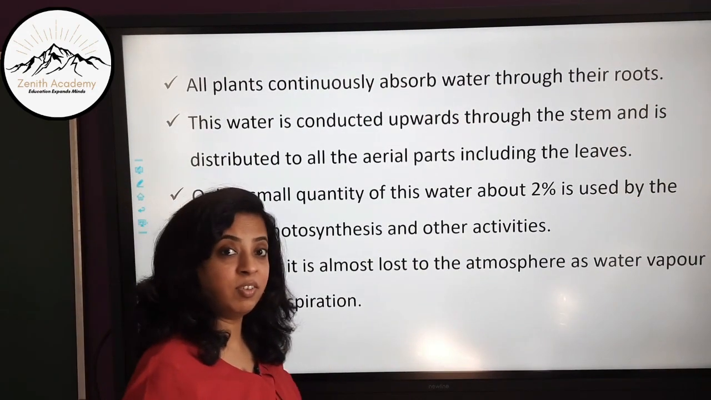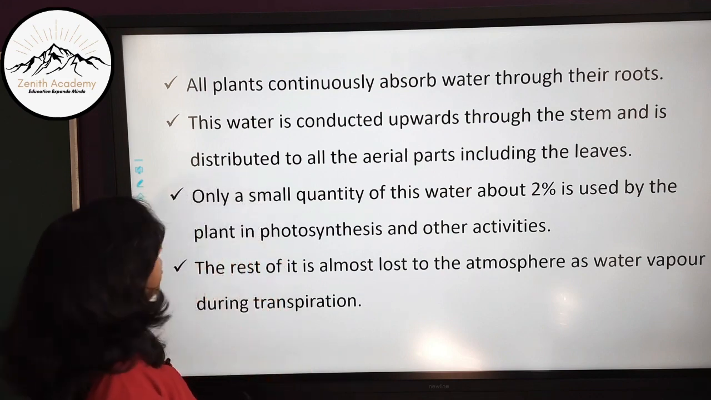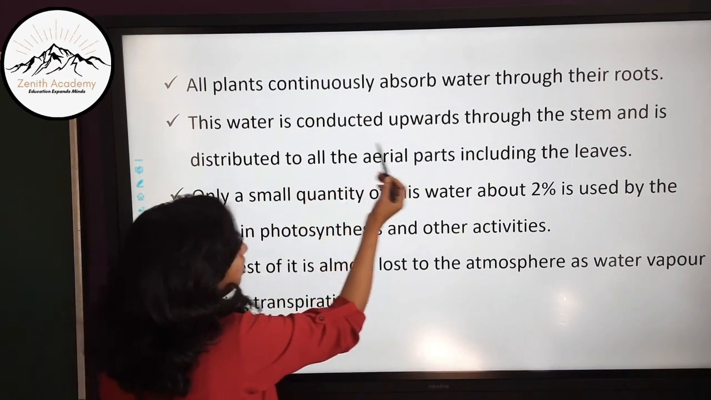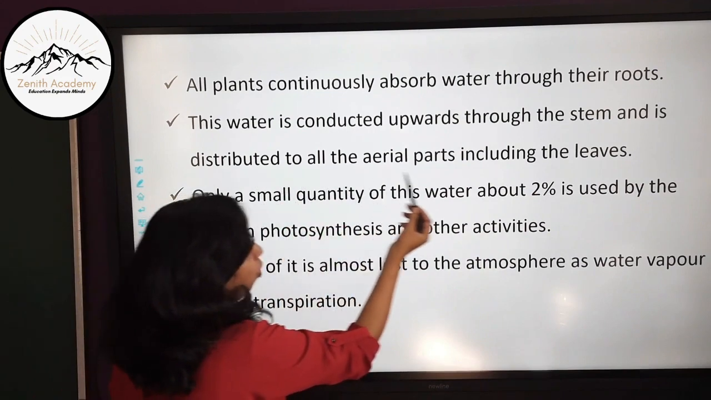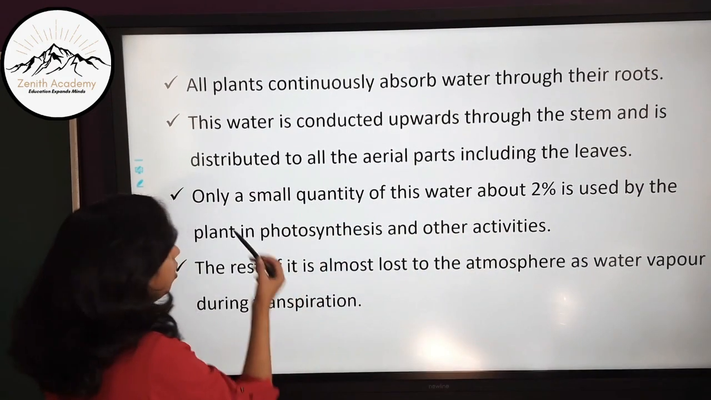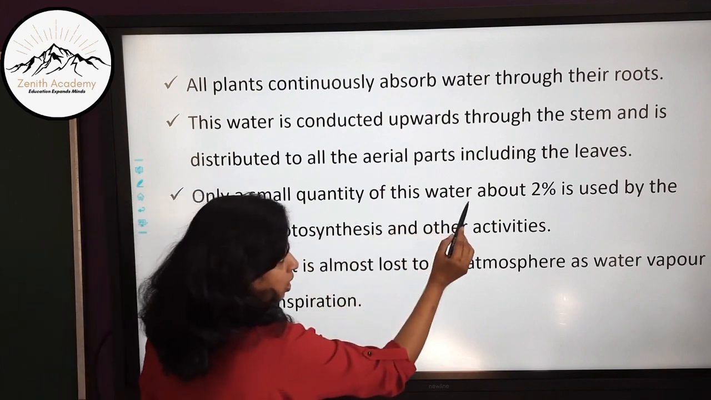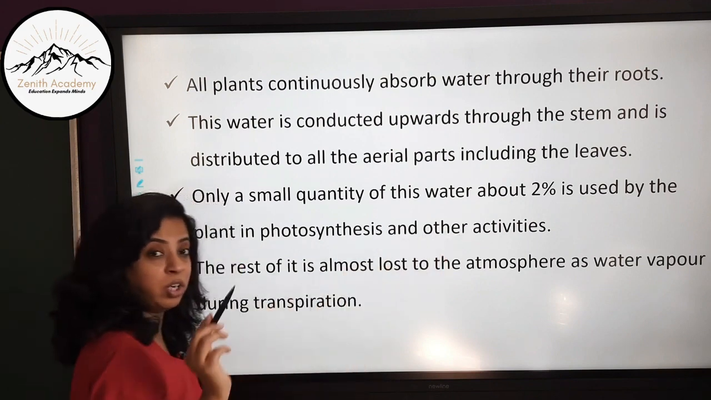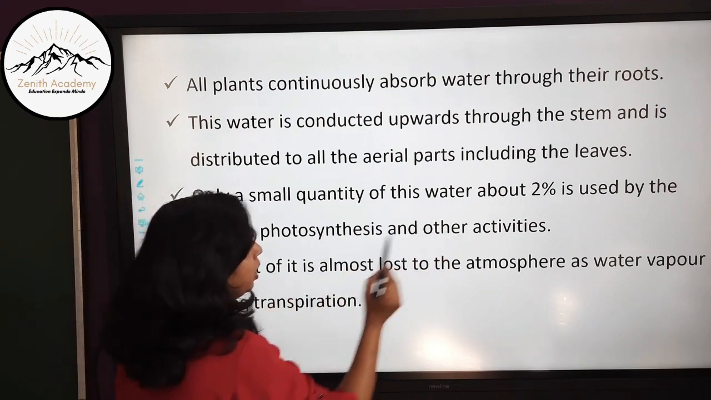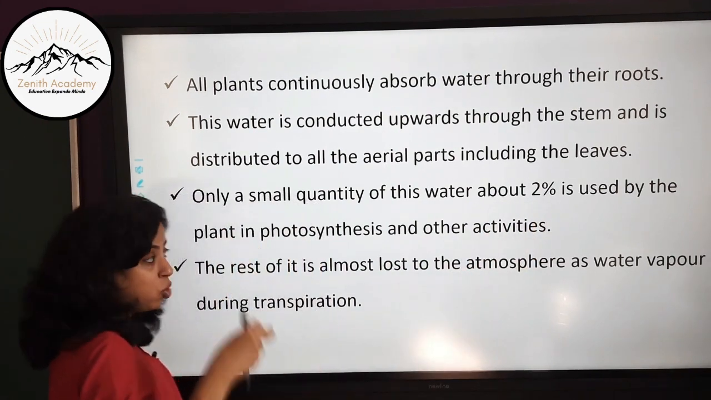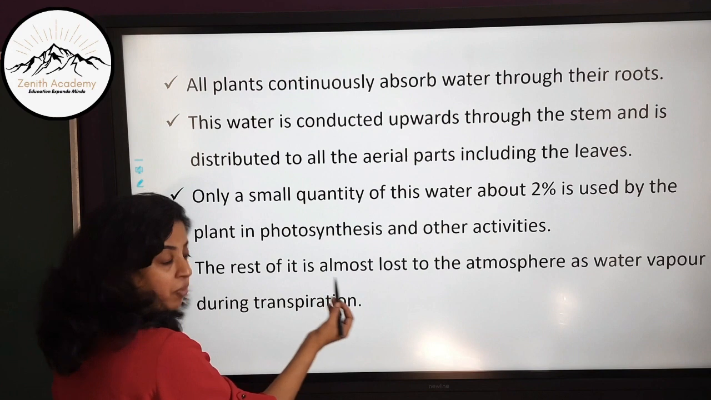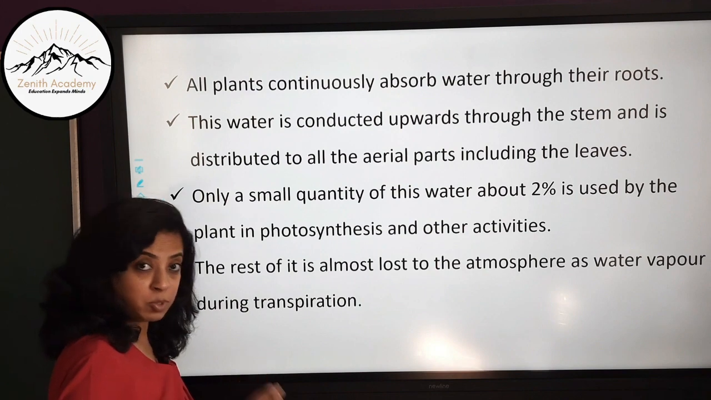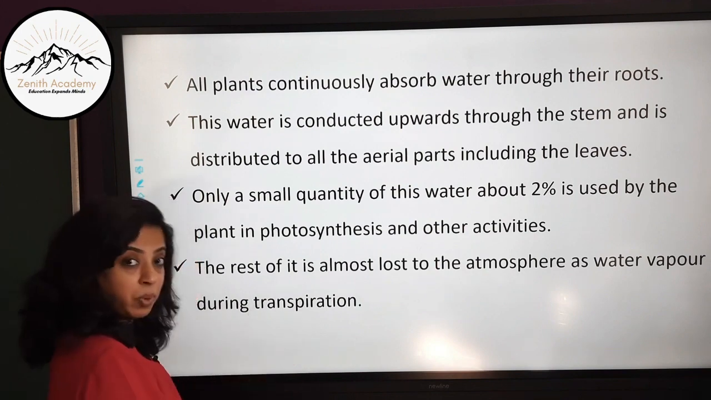Before going into detail with transpiration, first we should know certain points: all plants continuously absorb water through their roots. This water is conducted upwards through the stem and is distributed to all the aerial parts including the leaves. Only a small quantity of this water, about 2%, is used by the plant in photosynthesis and other activities. We already studied photosynthesis in our previous chapter. The rest of it is lost to the atmosphere as water vapor. So a large amount of the water that was absorbed is lost as water vapor during transpiration.